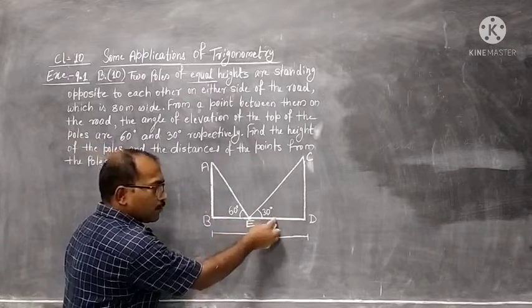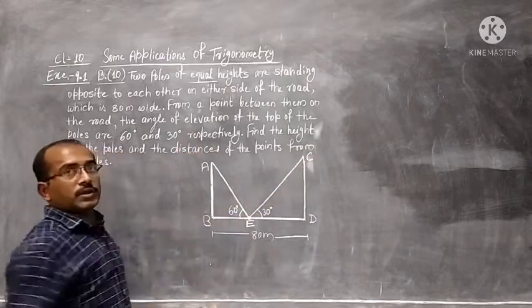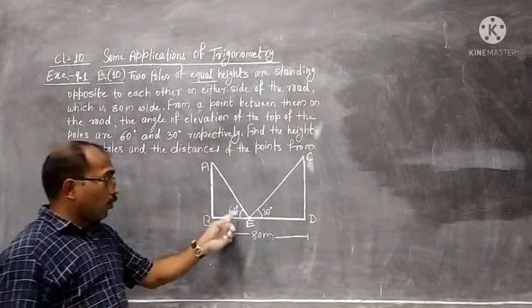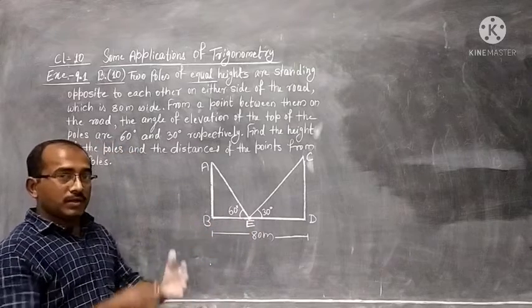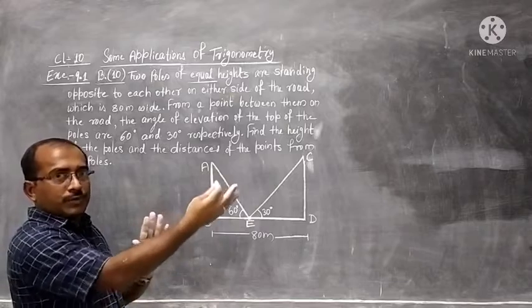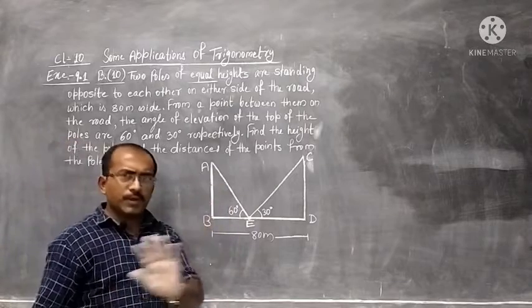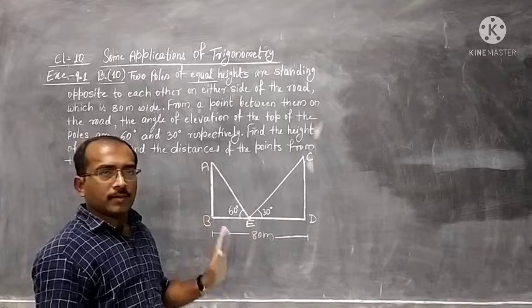Again, if you assume the point here, then this angle will be 60, that angle will be 30. So it depends on the location of the point where you have located it. It is closer to which pole, that angle will be bigger; far from which pole, angle will be smaller. Hope it is clear now. There is no doubt about showing the angle in the diagram. Okay.